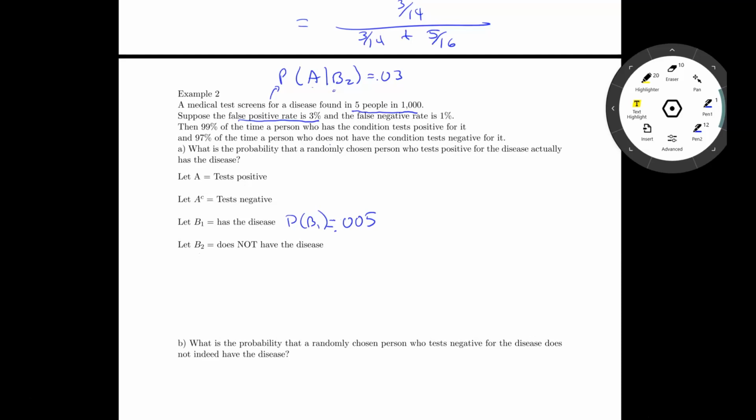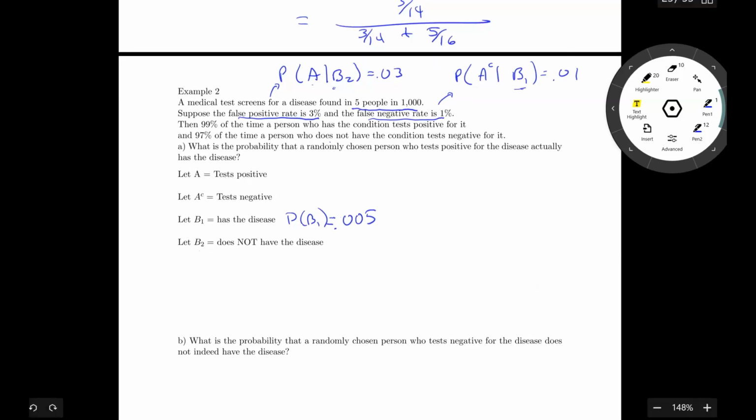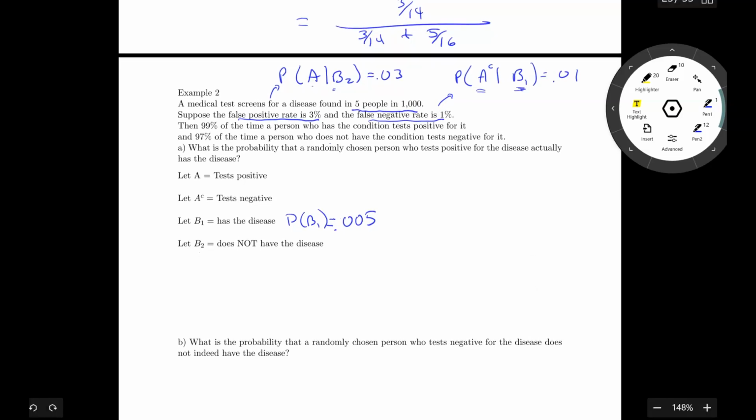Okay, so then false negative, what does that mean? False negative is you have the disease, yet you test negative. So that's a false negative, and that's 0.01. Have the disease, yet you test negative, that's a false negative. False positive is don't have the disease, yet test positive. Okay, so those are those two.